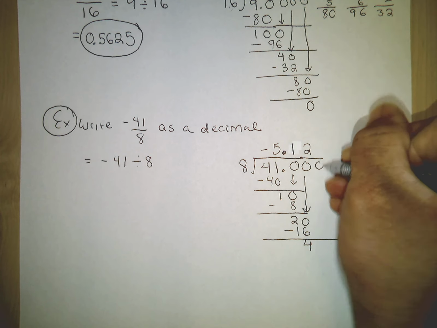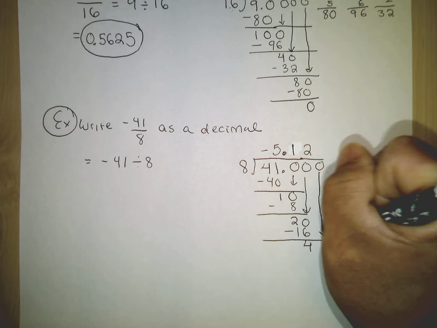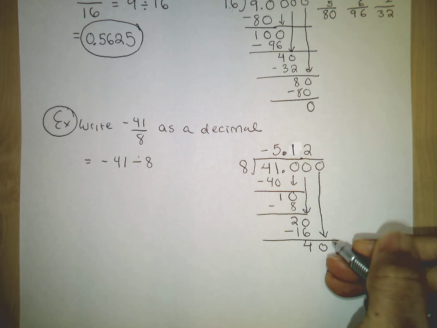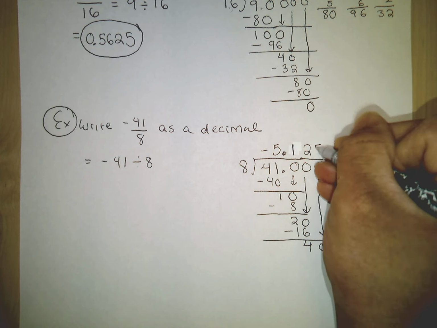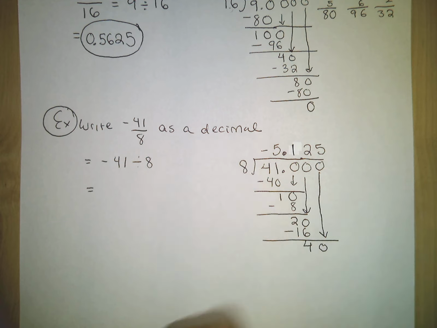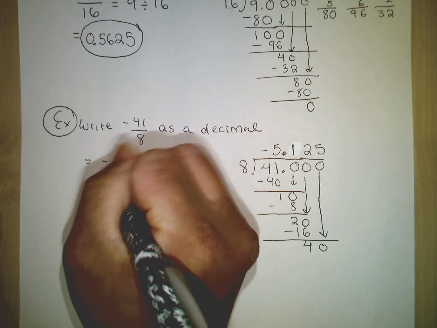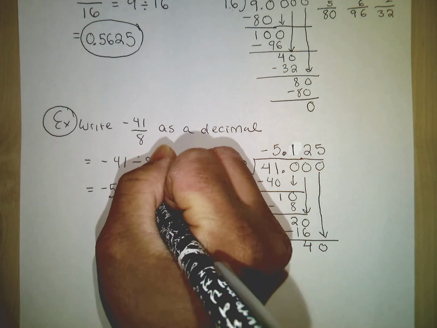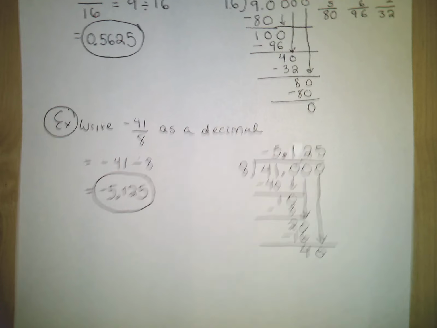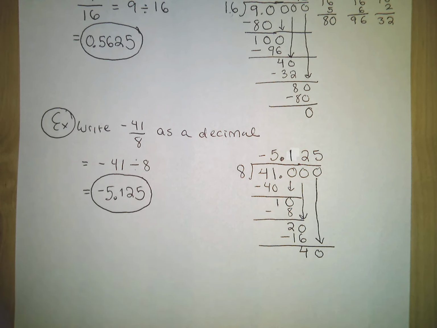That's still not a remainder of 0, so I'll bring down another 0. 8 goes into 40 5 times, so negative 41 over 8 as a decimal is negative 5.125. What a time to be alive. Alright, so now let's try another example here.